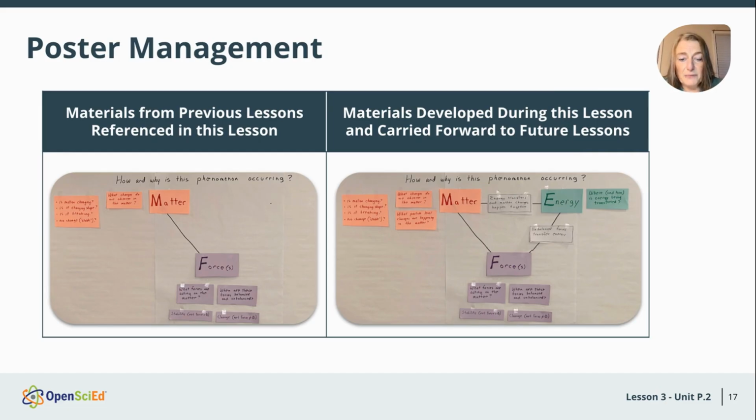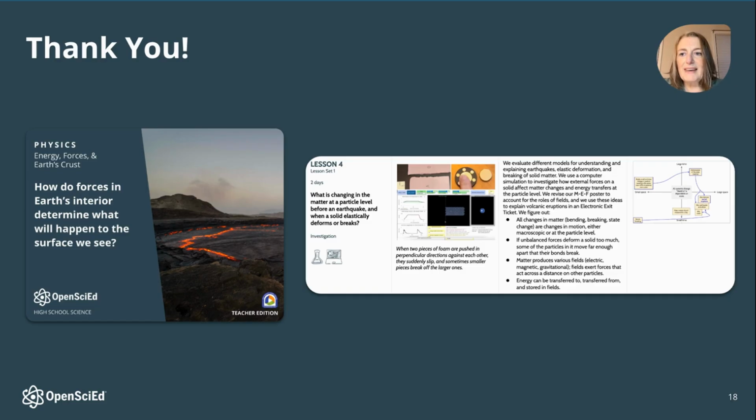This is the second of the 3 lessons in which we develop our matter energy force poster. We will complete it in the next lesson, lesson 4. Now that we have examined matter, energy, and forces at a macroscopic scale, we move on to the atomic scale and examine how matter is changed internally by forces and energy.